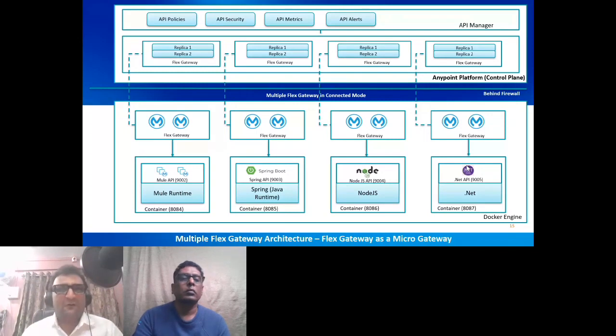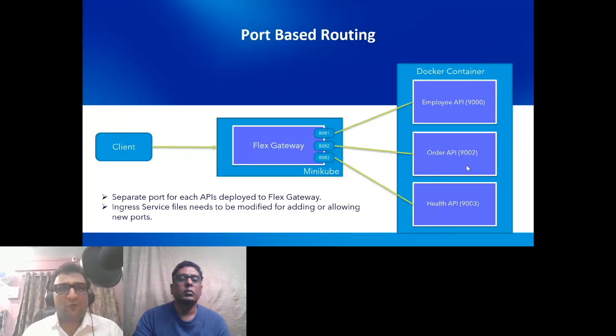On Flex Gateway, you can publish as many APIs as you want, right? So it supports port-based routing. In port-based routing, whenever you publish a new API, you have to set up a new port. You have to open a new port.